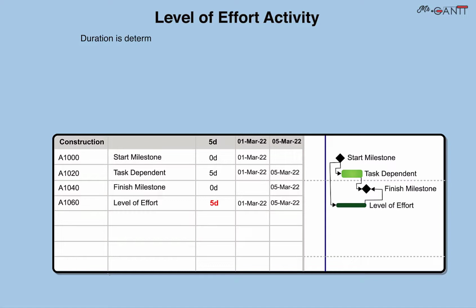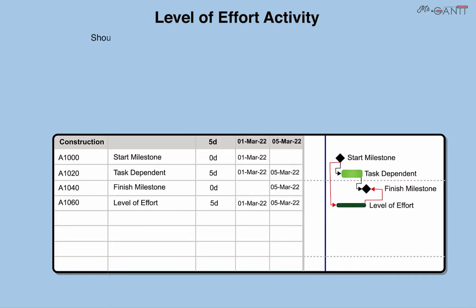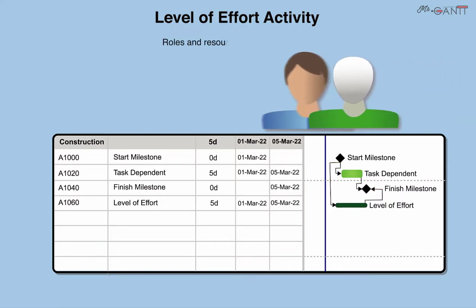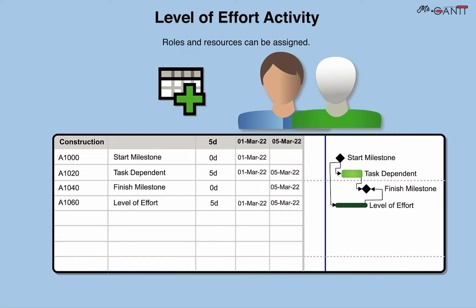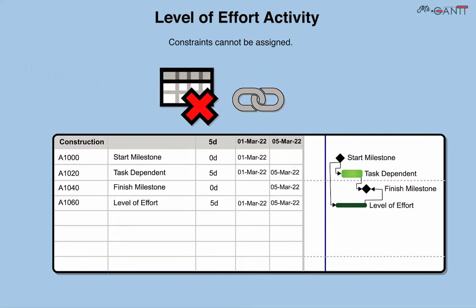Level of effort activity. Duration is determined by its predecessor and successor activities, and its assigned calendar should be linked to its predecessors with a start-to-start and to its successors with a finish-to-finish relationship. Roles and resources can be assigned. Constraints cannot be assigned.